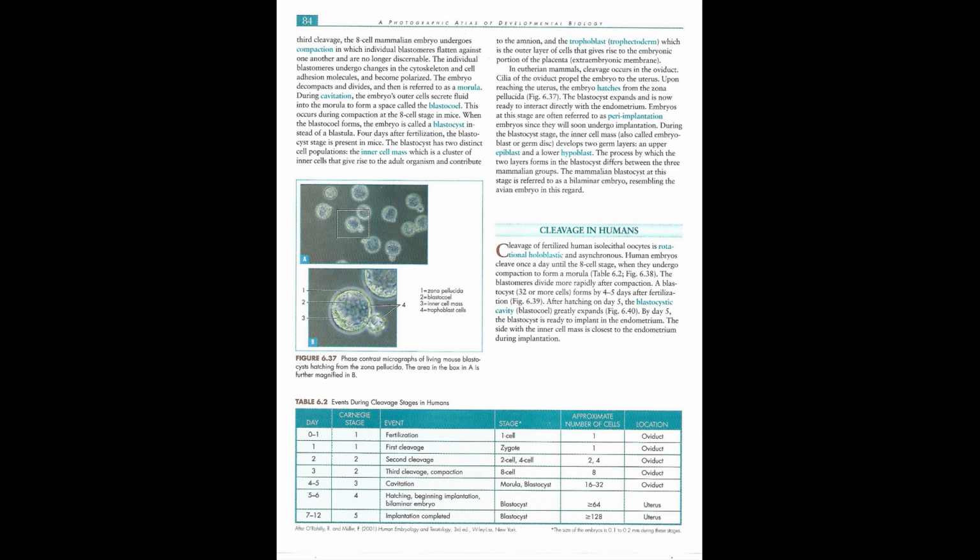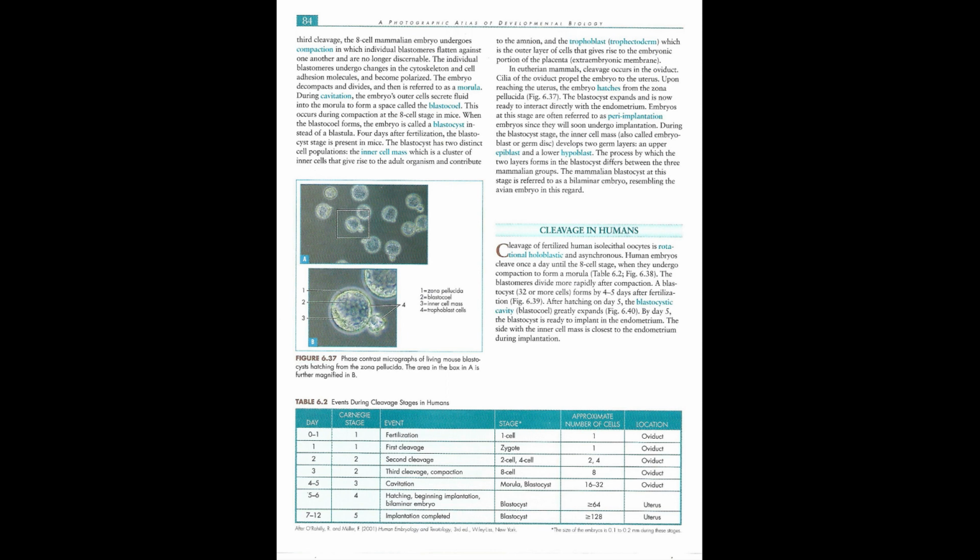During the blastocyst stage, the inner cell mass, also called embryoblast or germ disk, develops two germ layers, an upper epiblast and a lower hypoblast. The process by which the two layers form in the blastocyst differs between the three mammalian groups. The mammalian blastocyst at this stage is referred to as a bilaminar embryo, resembling the avian embryo in this regard.